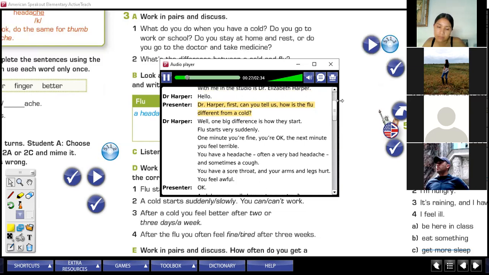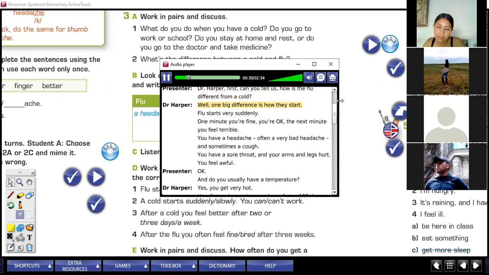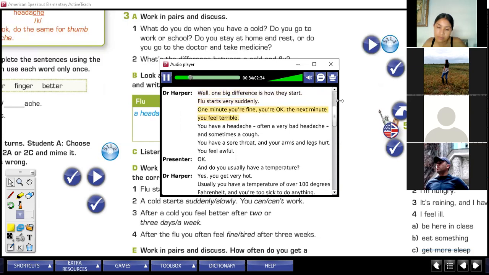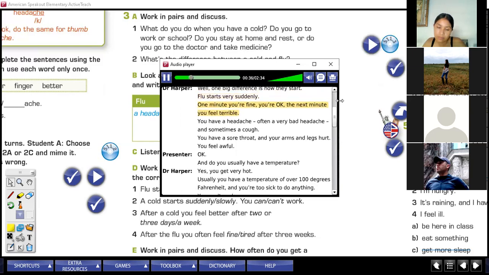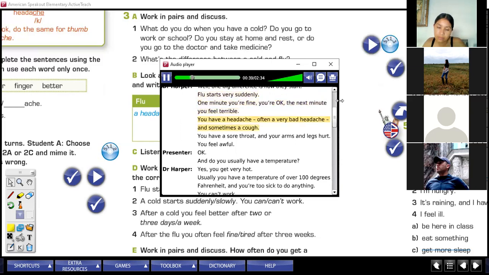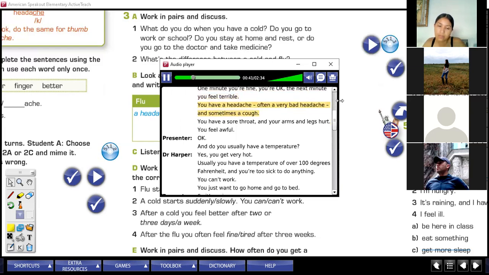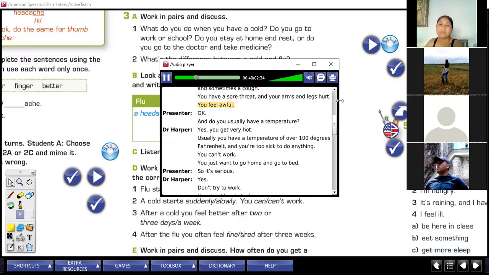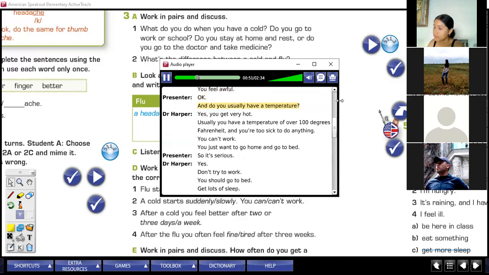Well, one big difference is how they start. Flu starts very suddenly. One minute you're fine, you're okay. The next minute you feel terrible. You have a headache, often a very bad headache, and sometimes a cough. You have a sore throat and your arms and legs hurt. You feel awful. Okay, and do you usually have a temperature?